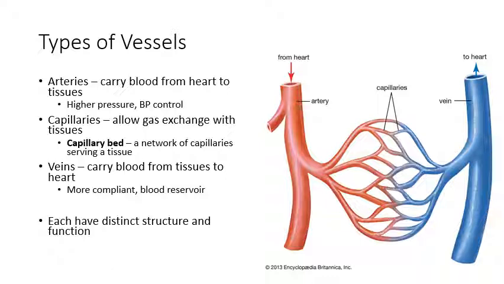Capillaries occur in interconnected networks called capillary beds. So a capillary bed is that network of capillaries that is providing a particular tissue with gas exchange. So in this diagram here, you have an artery coming away from the heart. It'll branch into smaller and smaller arteries, and then you get into a capillary bed. You can see that the capillaries are all interconnected to each other with these complicated branching patterns. And on the other side of the capillary bed, you end up in veins that merge together to form bigger and bigger veins and will return that blood to the heart.